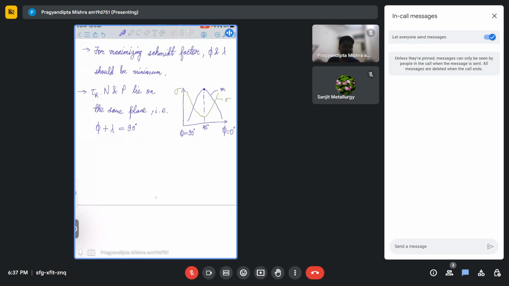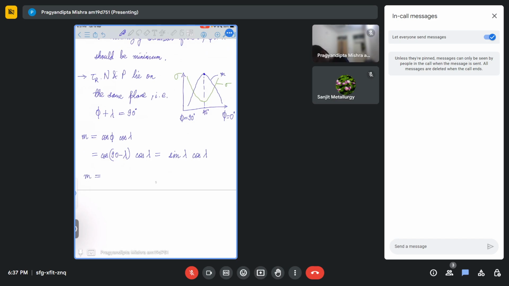So we have seen that phi plus lambda should be equal to 90, right? Now we want to also show that phi and lambda are both 45. How do we show that? Now m is equal to cos phi cos lambda. Now phi plus lambda is 90. So I can write cos of 90 minus lambda as phi, right? Cos of 90 minus lambda is sin lambda. So sin lambda cos lambda. Now that is equal to half of sine 2 lambda, right? Sine 2 lambda by 2.